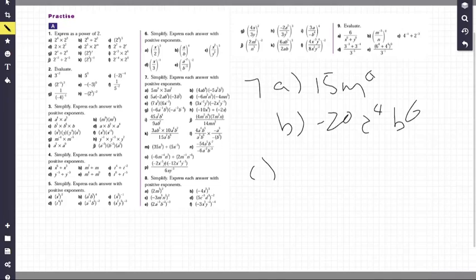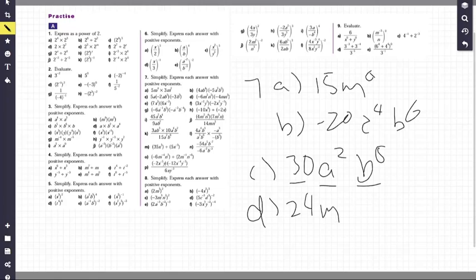And then C, we have an extra term, but that's okay. So negative times negative, that's going to give us a positive 6 times 5, that's going to be 30. And then A will have 1A, 2A, so A squared. And then B will have B squared and B cubed. It's going to give us B5. So I want you to treat all of these terms separately. You want to treat the numbers separately. The A, you want to treat the B separately. Pretty straightforward. D, you're going to have 24 m to the power of 4 and n to the power of 7. Just treat all of these terms separately and you're done.